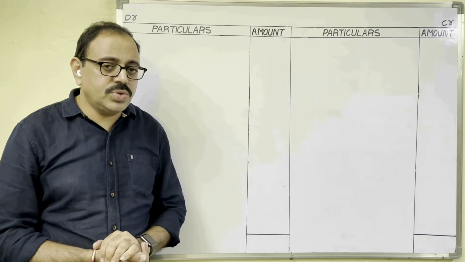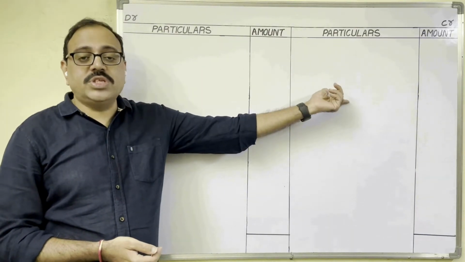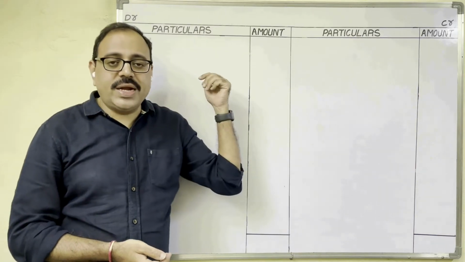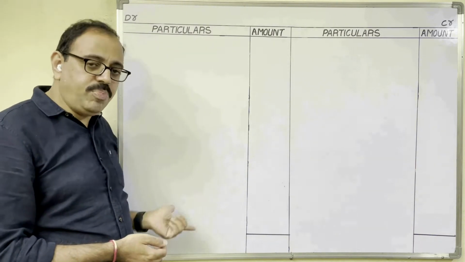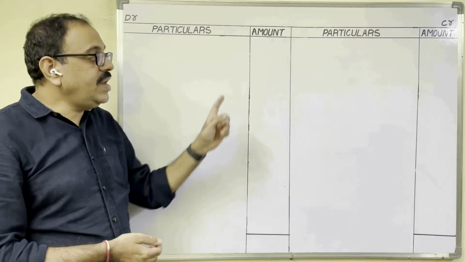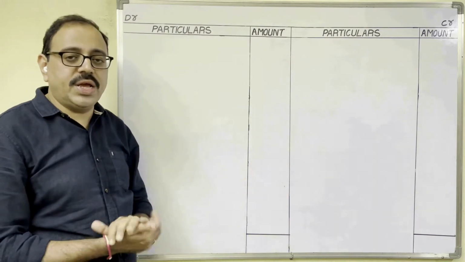What is the nominal account rule? Debit all expenses and losses, credit all incomes and gains. So on the debit side, expenses and losses we have to show in trading account and in P&L account. On the credit side, incomes and gains we have to show in trading account and in P&L account.